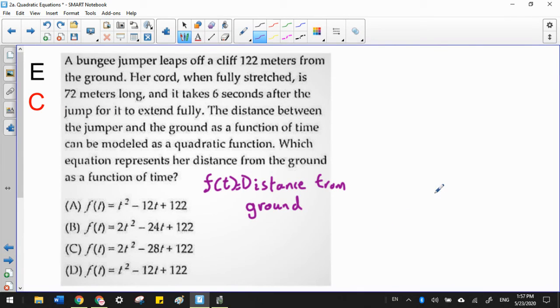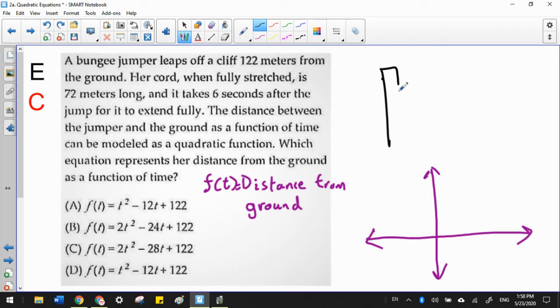And for a situation like this, it really pays to have an understanding of what the graph is going to look like. We have a bungee jumper who leaps off a cliff 122 meters from the ground. Her cord, when fully stretched, is 72 meters long, and it takes 6 seconds after the jump for it to fully extend. Distance between the jumper and the ground as a function of time can be modeled as a quadratic function. Which equation represents her distance from the ground?